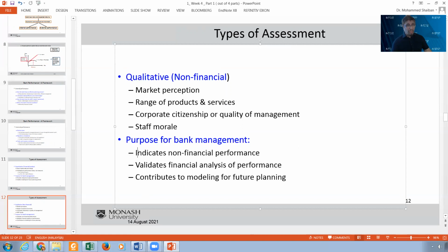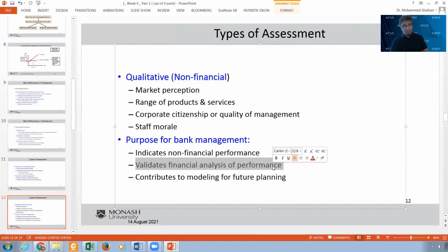We want to see whether they are indicators of our financial performance. They are indicators of the perceptions, the corporate citizenship, and the products and services, the range of products and services. But also the most important thing maybe is to see whether we can validate our financial performance analysis. And this is very important, please, when you do any performance analysis. If a bank is doing well in the quantitative one, it should do well in the qualitative one.